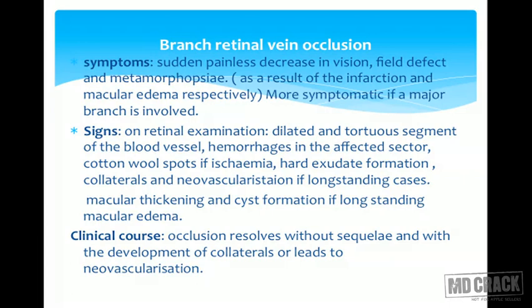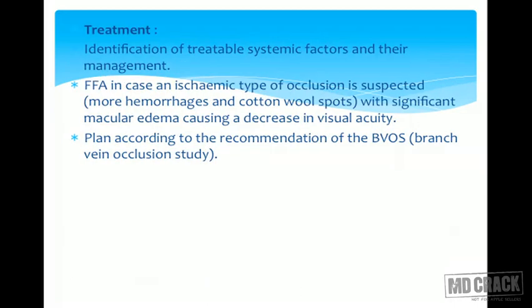The clinical course of these particular occlusions is that most of them resolve without any sequelae and with the development of collaterals, whereas some of them lead to neovascular complications. Treatment, again in this case, as discussed previously for CRVO, is identification of the cause. Fundus fluorescein angiogram in case of an ischemic type of occlusion will show us a large amount of capillary non-perfusion areas in this sector, with significant macular edema and a decrease in visual acuity.